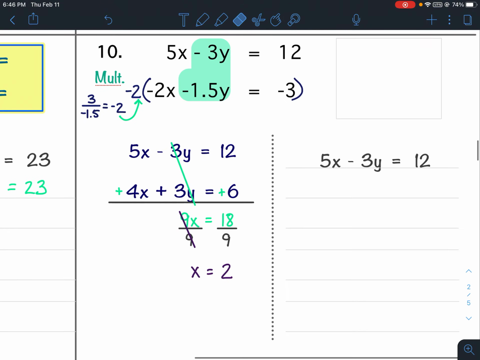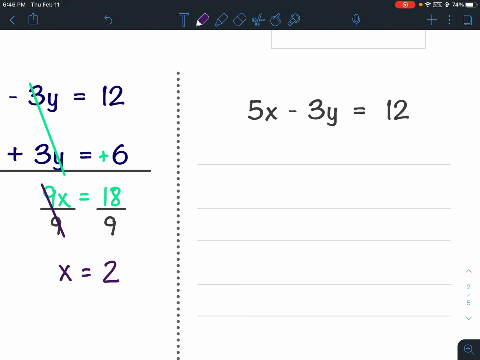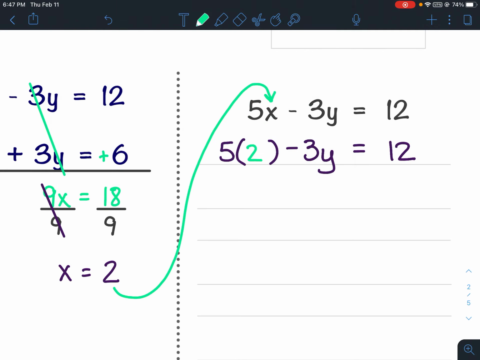I'm going to use the top equation. So I solved for x, that means where the variable x is in this top equation, I'm going to put parentheses. So 5 parentheses minus 3y equals 12. And this 2 will replace the x. So I'm going to start with my multiplication. 5 times 2 is 10. Still have minus 3y equals 12.